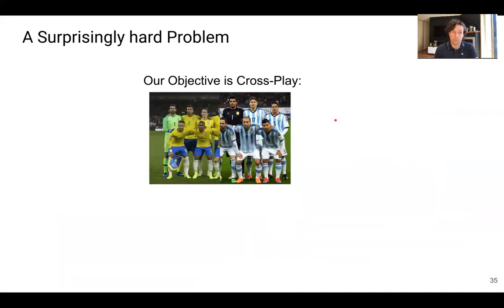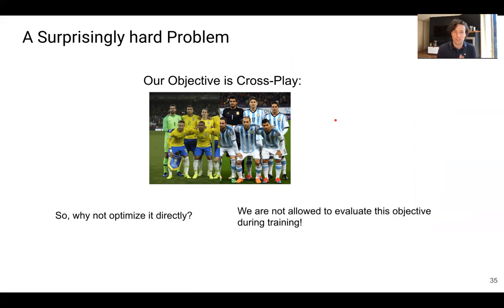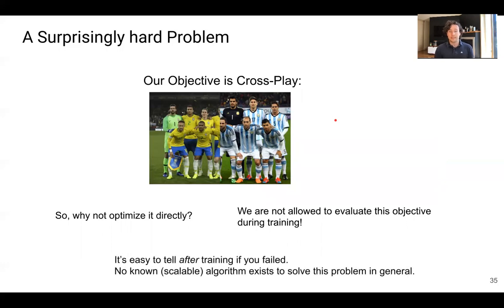And this is a surprisingly hard problem because it sounds like we have an objective, crossplay, so why can't we just optimize it? Well, the answer is you can't because you're not allowed to evaluate this objective during training. By definition, the crossplay, the zero-shot interaction, is the first time that these 2 halves meet. And therefore, if you were to use the crossplay score during training, you would violate the spirit of zero-shot coordination. And indeed, it's very easy to tell after training that you failed because you get a low score, but there's no known scalable algorithm that exists to solve this problem in general. And we'll show you a step in this direction in this talk.